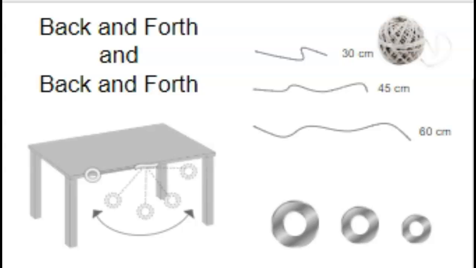Will there be more as the string increases? Will there be less? Or will there be the same number of complete oscillations? For the second test, I will change the size of the washer, but keep the length of the string the same. What do you think will happen to the number of complete oscillations in 15 seconds this time as the size of the washer is increased?